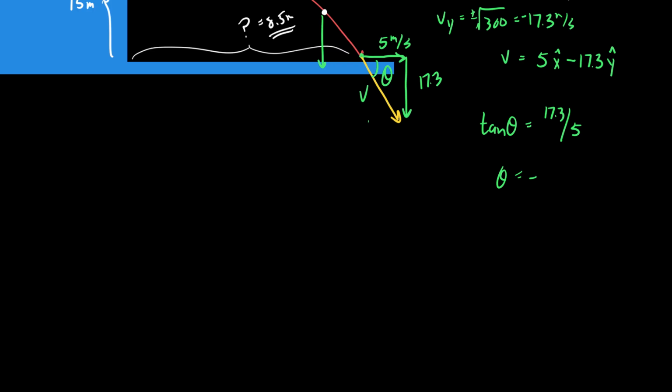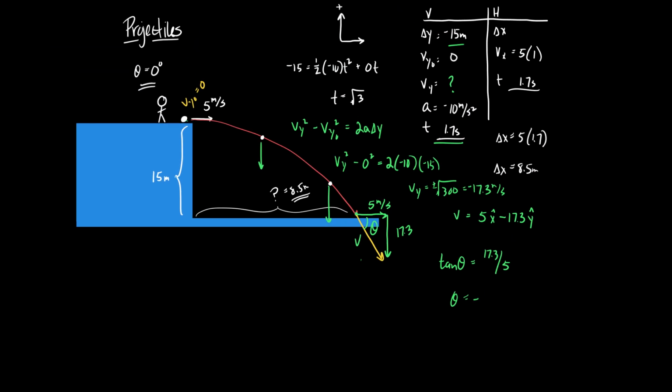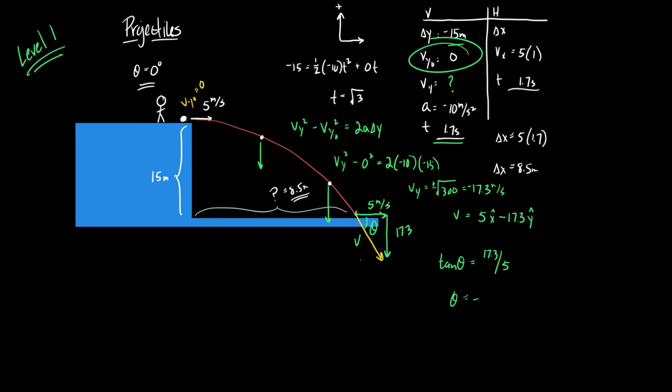We need to see another one, but this is just our start. I'd say this is what I like to call a level 1 problem, because it's pretty easy. And it's easy because of this 0. That 0 makes it easier.